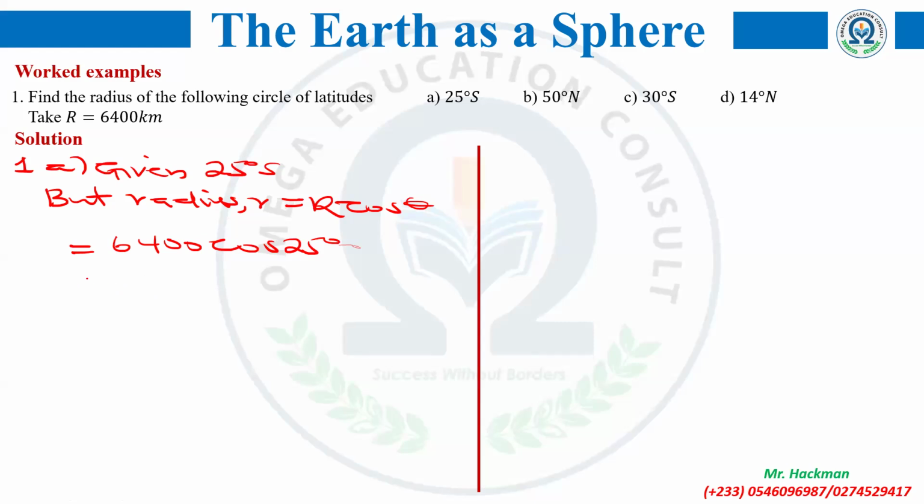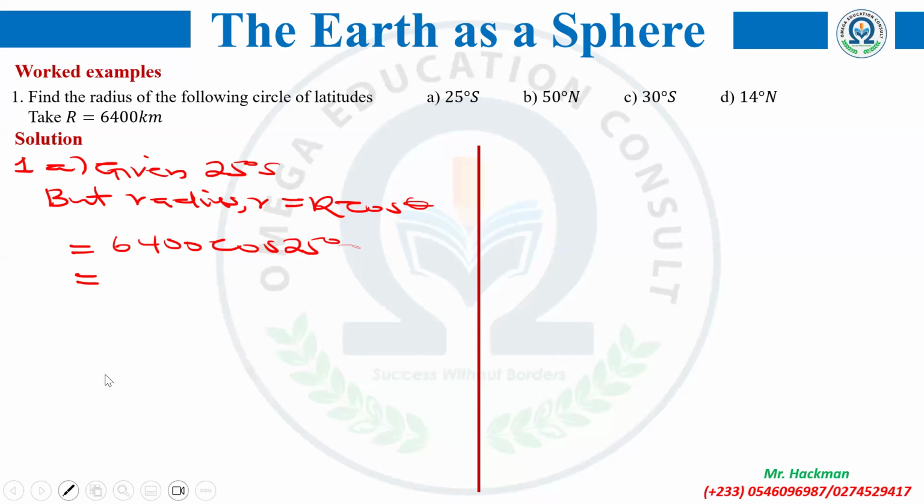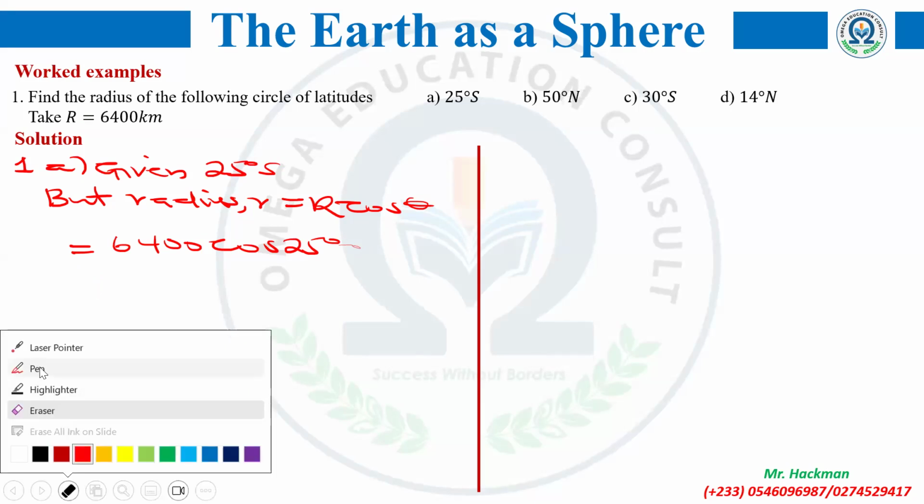So you use your calculator to give me the value. You should know that your final answer should be in kilometers. So use your calculator, give me 6,400 times cos 25 degrees, and I'm waiting. Even at that point, I can have my conclusion drawn. Let me draw my conclusion there. I'm waiting, my professors. Let's go. Don't let us waste time on this.